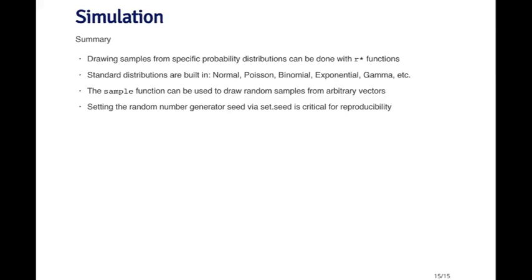The sample function can be used to draw random samples from arbitrary vectors, so if you want to create your own distribution here. And then it's very important to remember to set the random number generator seed anytime you simulate data in R, so that you can reproduce the results that you've got at a later date.